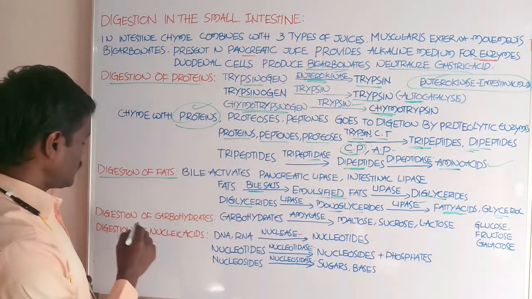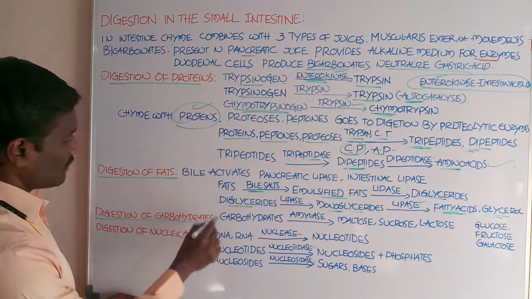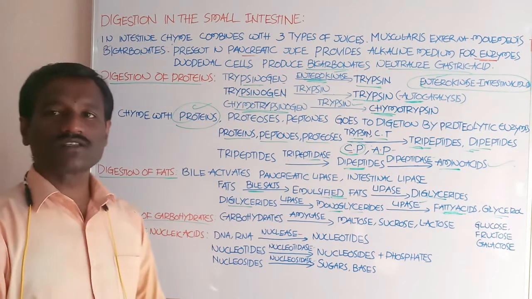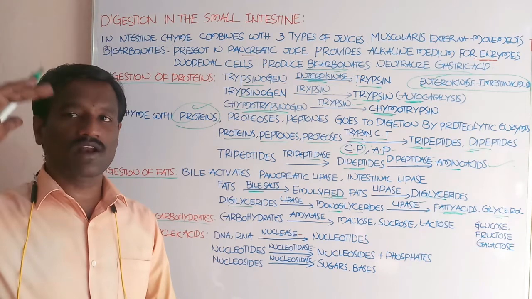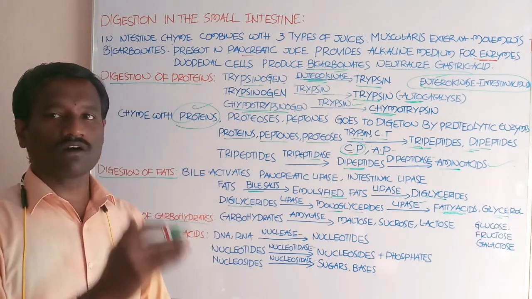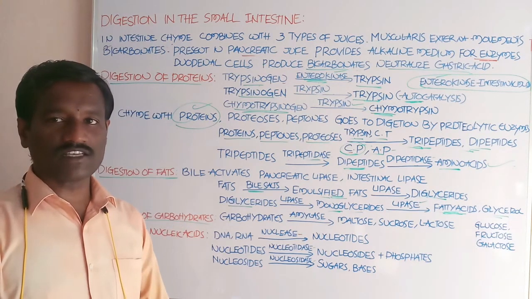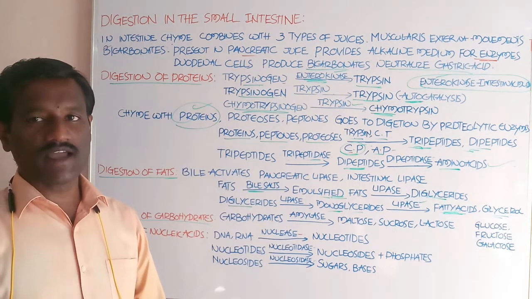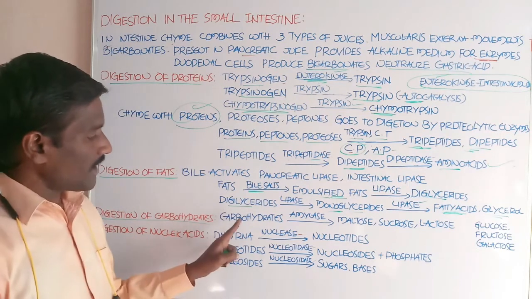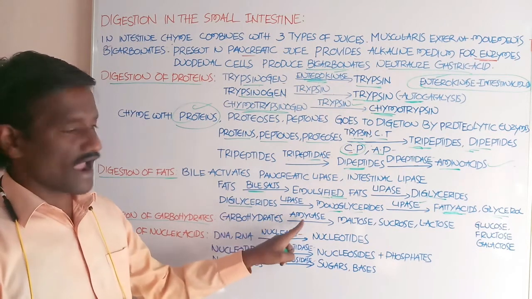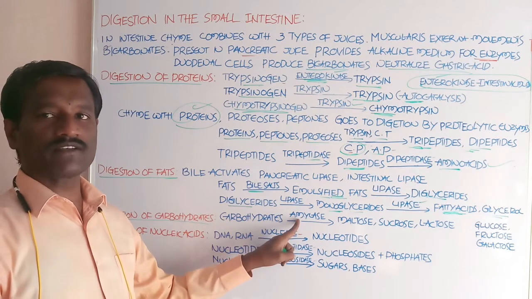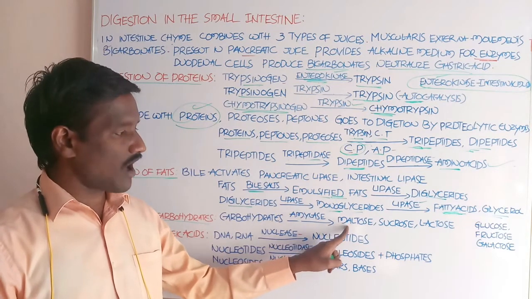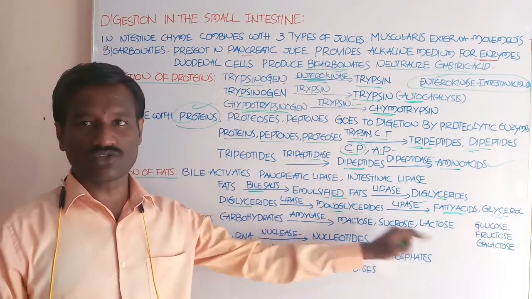Next, what about the digestion of the carbohydrates? Partial digestion is completed in the oral cavity. About 30% of the starch is acted on by the amylase enzyme, or ptyalin, and converts into maltose, which is a disaccharide. And the entire carbohydrate goes to the action of the amylase present in the pancreatic juice, which converts it into disaccharides: maltose, sucrose, lactose.